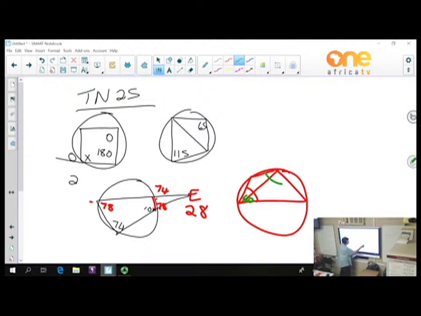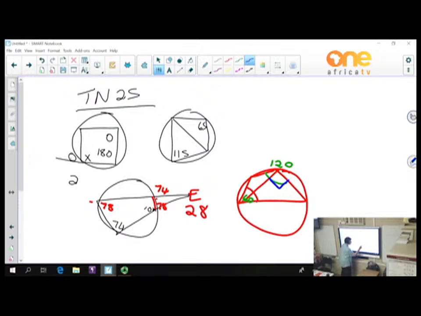So we can say that this one is 120, because it's supplementary. Can you see? That one is 120 then there. And then, what else do we know? What else can I use? Yes, that's the important thing.